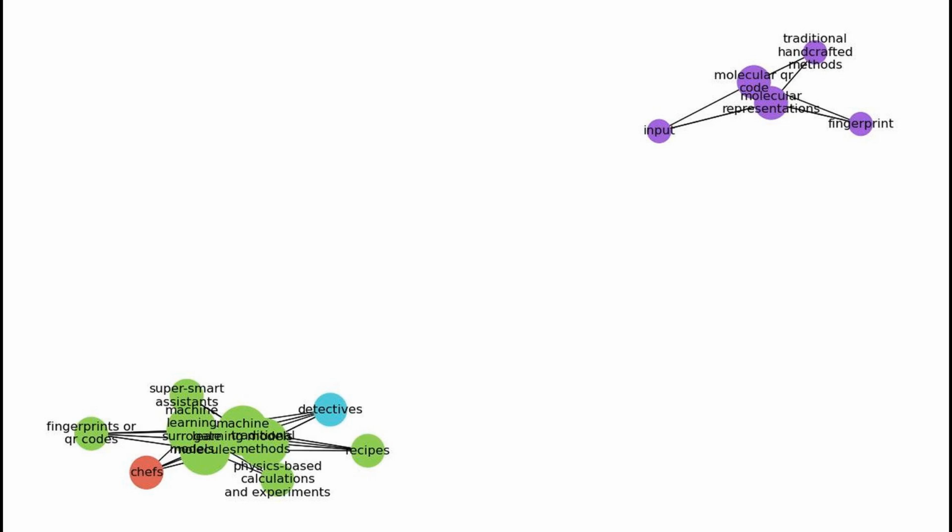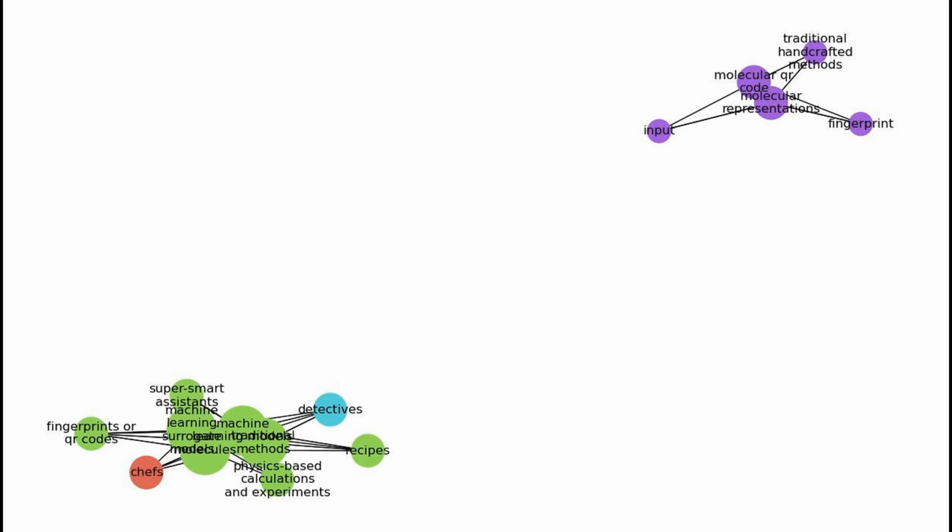In contrast, machine learning models use existing data about materials to learn and make predictions, almost like a chef learning to cook by watching many different recipes instead of figuring everything out from scratch. One key factor in how well these models perform is the way we represent the molecules, which can be thought of as unique fingerprints or QR codes that capture important features of the materials.